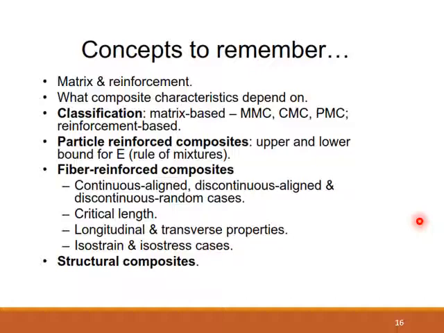We also understood how to estimate the property of a fiber reinforced composite, taking into consideration the simplest condition, which is an aligned and continuous fiber reinforced composite. We looked at loading conditions under longitudinal and transverse loading, and we tried to generate what the property will be under isostrain and isostress conditions. We didn't do so much on structural composites, but at least I have introduced what a structural composite material is to you. This is where I will stop for this particular lecture, and this is supposed to be an introductory course to engineering material.